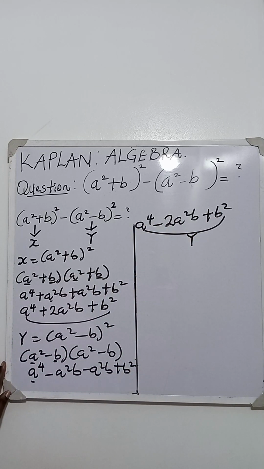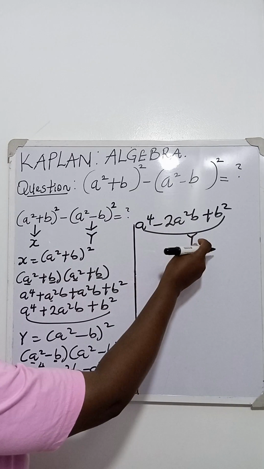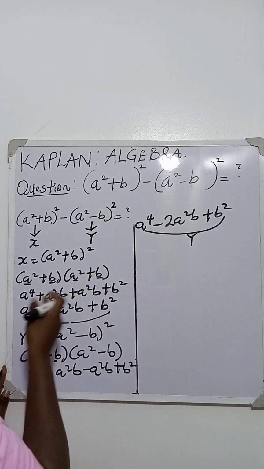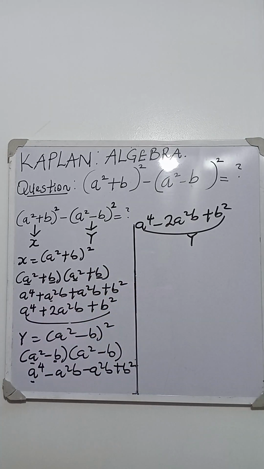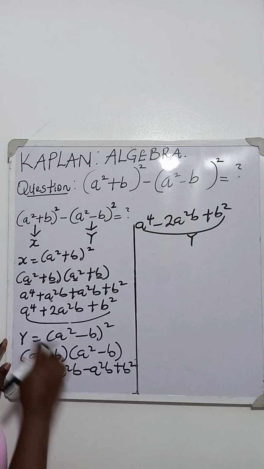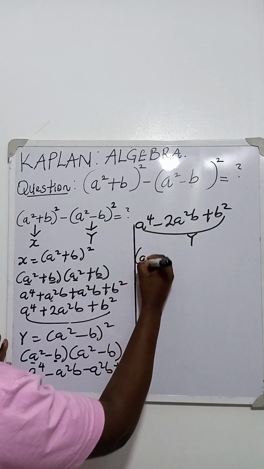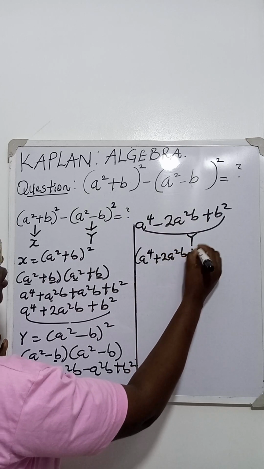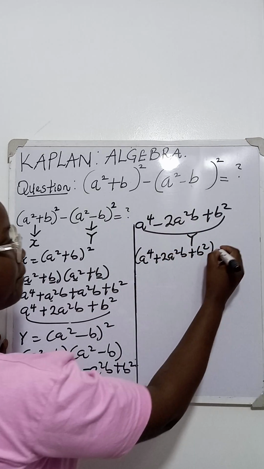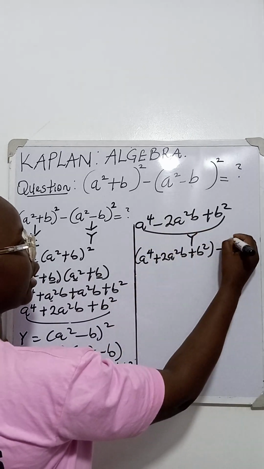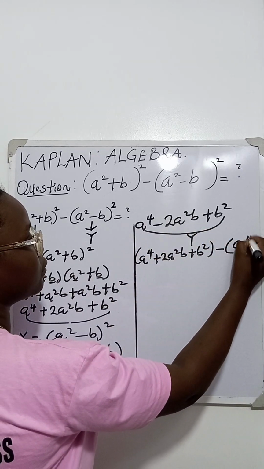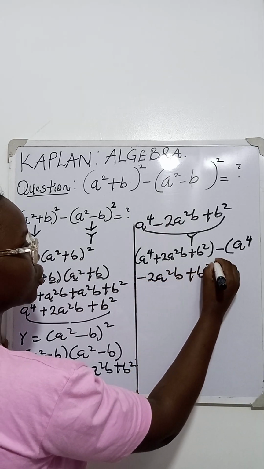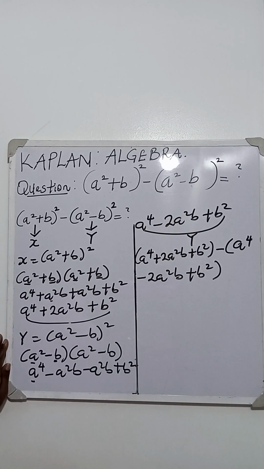So the next thing to do now is to subtract y from x. That is, we are going to be subtracting x minus y now, okay? So for x, we have a raised to the power 4 plus 2a squared b plus b squared, minus, for y, we have a raised to the power 4 minus 2a squared b plus b squared. So let's open the brackets now, okay?